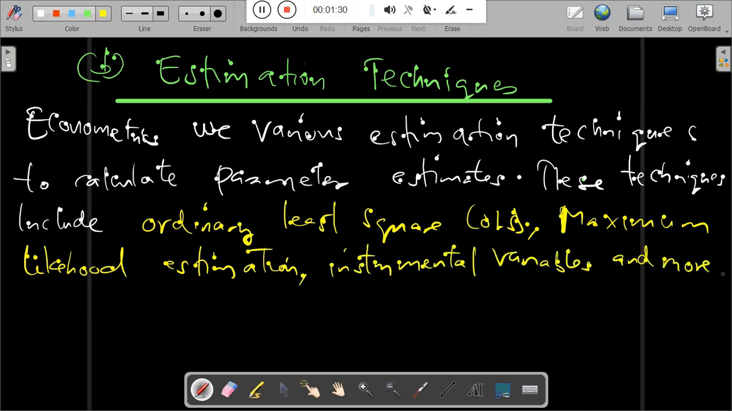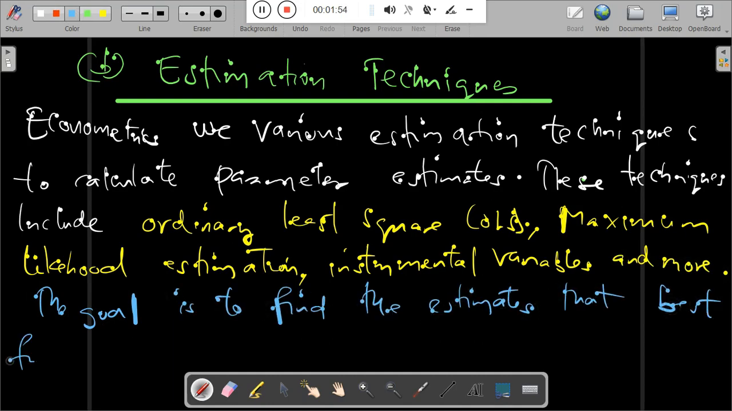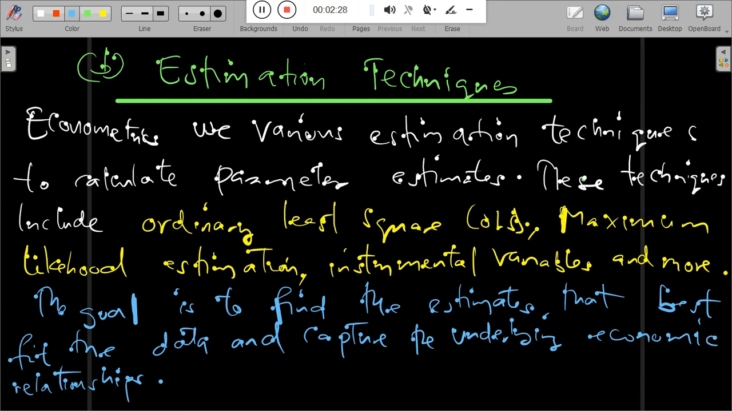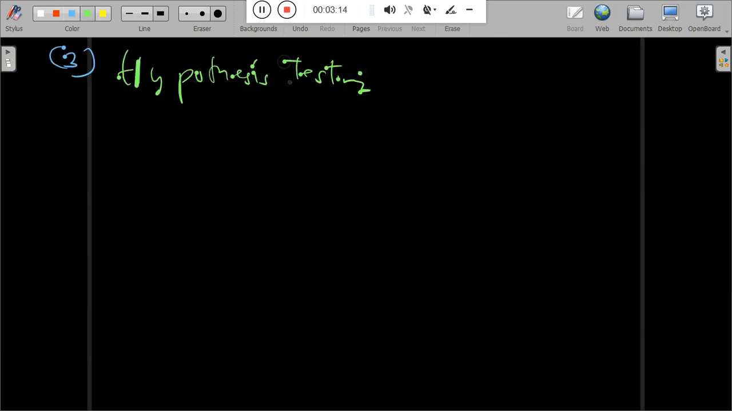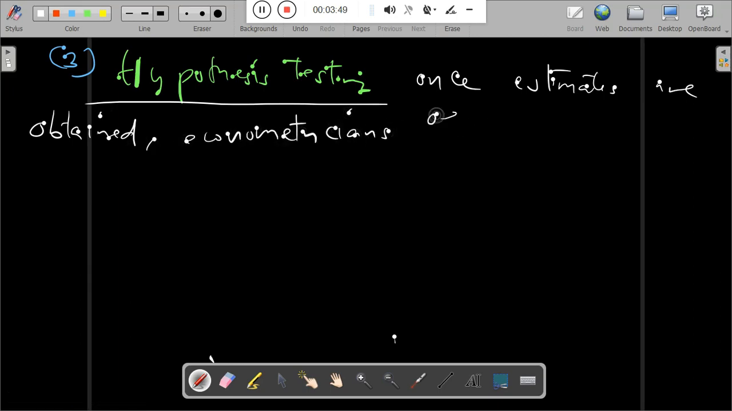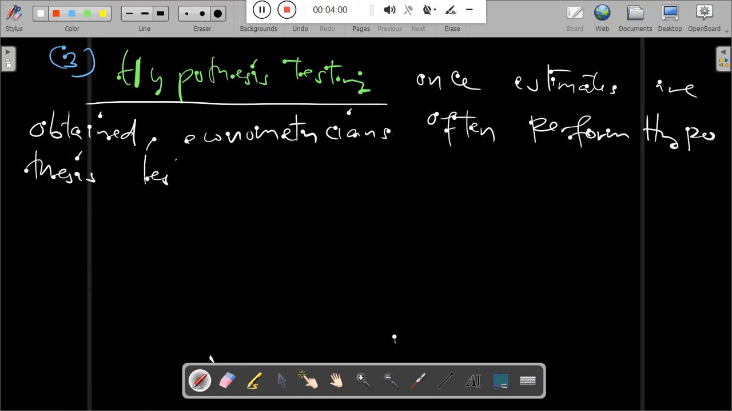The second one is estimation techniques. Econometrics uses various estimation techniques to calculate the parameter estimates. These techniques include ordinary least squares or OLS, maximum likelihood estimation, instrumental variables, and many more. The goal is to find the estimate that best fits the data and captures the economic relationships. We apply these techniques to quantify and understand the values obtained for the coefficients beta naught and beta 1, so that we can properly estimate the linear regression model.